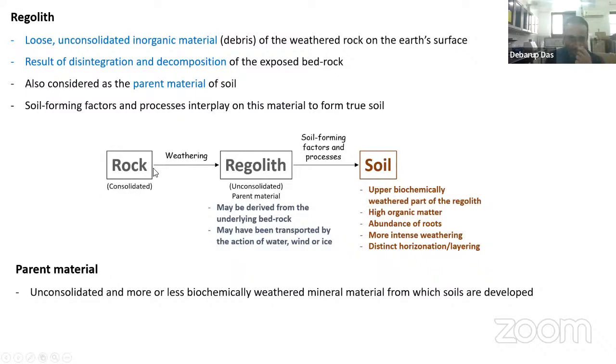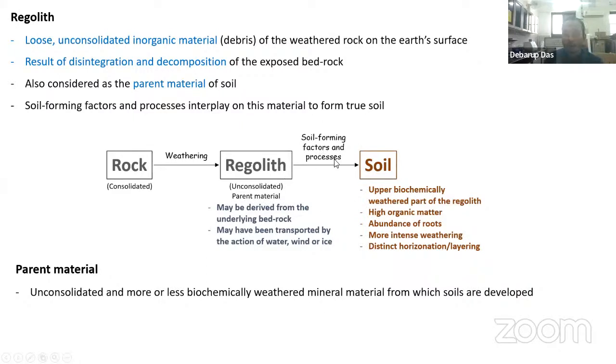So rocks undergo weathering to form regolith, which is unconsolidated. Now rocks are consolidated; consolidated means a single mass. Unconsolidated means they are broken down into smaller pieces. So unconsolidated parent material may be derived from the underlying bedrock and may have been transported by the action of water, wind, or ice. Now, whenever regolith is formed from bedrock due to weathering, it may stay there and form the soil, or else it may be transported somewhere else and form the soil at that place. So regolith could form soil in situ and could form soil ex situ after transportation.